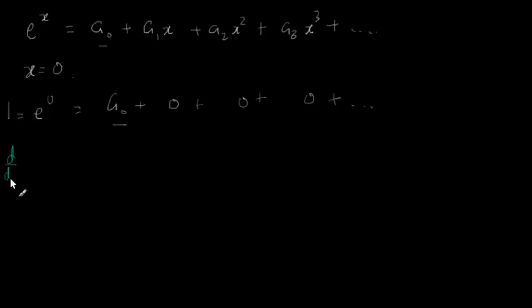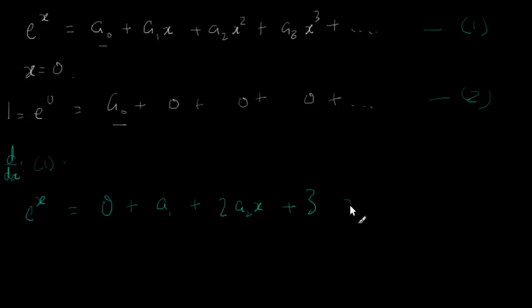I do a d by dx of this. I'll call this equation 1. Call this equation 2. So I do a d by dx of equation 1. Let's see what we would get. On the left hand side, differentiating e to the x gives us e to the x. Same. And on the right hand side, differentiating a constant gives 0. Differentiating a1 x gives 1, so I'm left with a1 here. Differentiating a2 x squared gives 2a2 x. And differentiating a3 x cubed gives 3a3 x squared. The a3 is still here, and so on.